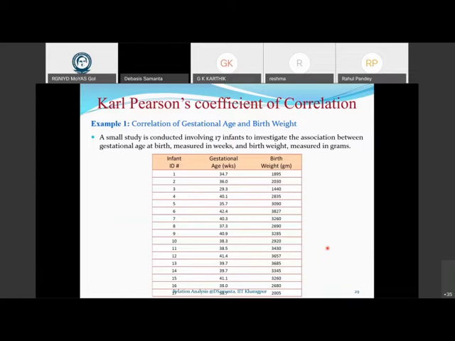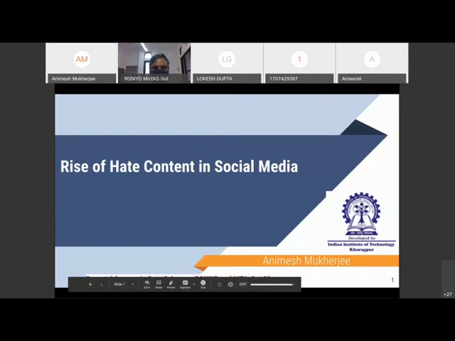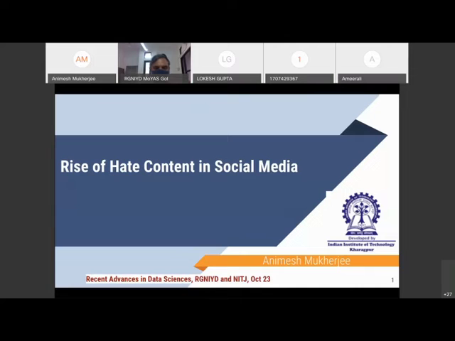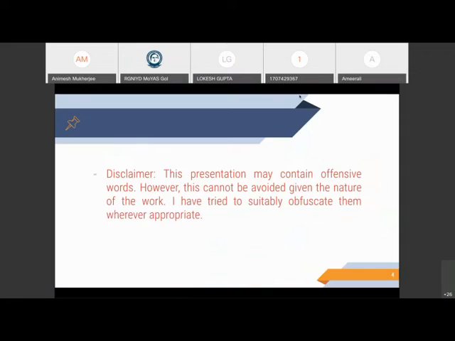The next attribute is the birth weight in grams, that means the weight of the baby at the time of birth. So we have collected two sets of information, gestational age and birth weight, for 17 babies. And then we want to find whether there is any correlation between gestational age and birth weight.